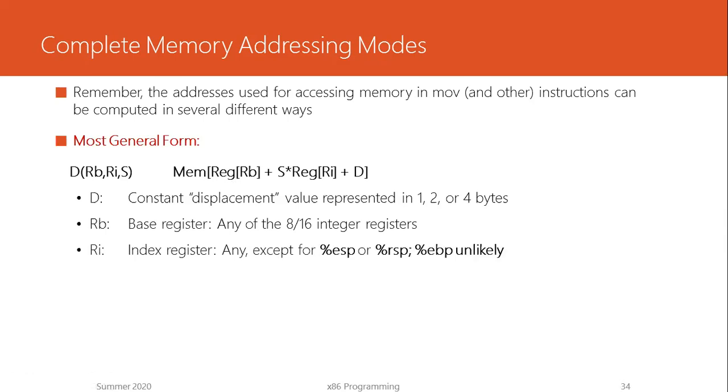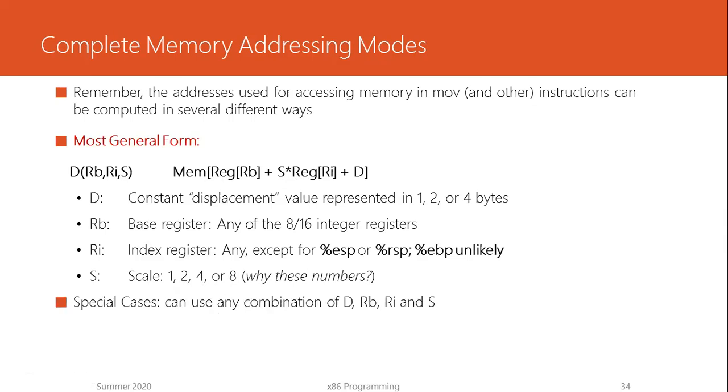RI is the index register. It is used for things like arrays, and that is why we are multiplying here by the content of RI. Okay, that is multiplied by the constant that is called scale. So scale can take 1, 2, 4, or 8. Why these numbers? Because we want to efficiently support arrays of values of these sizes.